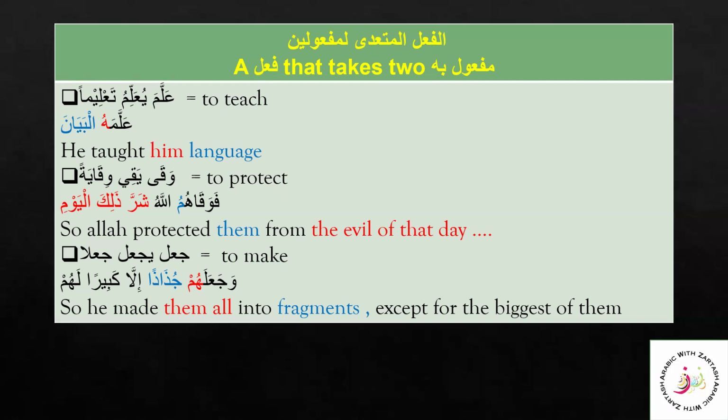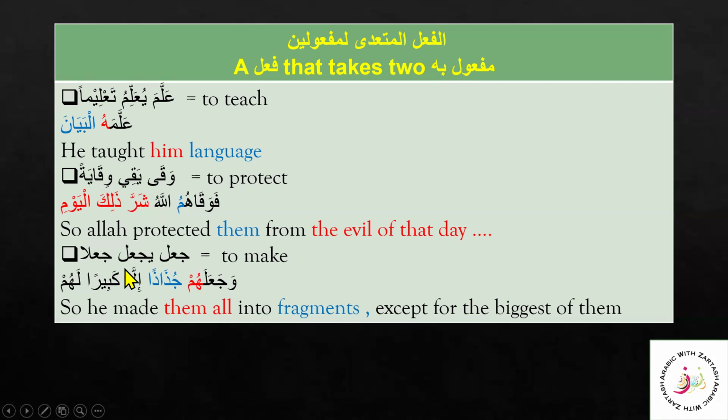Let's see the next example. Waqa yaqi wiqayatan, to protect. Let's see the example. فَوَقَاهُمُ شَرَّ ذَلِكَ الْيَوْمِ. So Allah protected them. Again, you can see whom here. Fa is a harf atf. Waqa here is a verb, and whom is a maf'ul bihi. So Allah protected them from the evil of that day. Sharra zalikal yawmi. Here these are two maf'ul bihi.